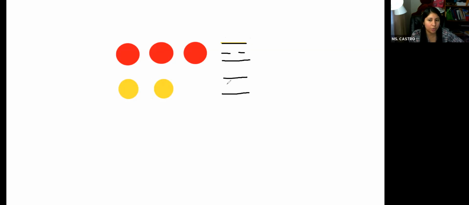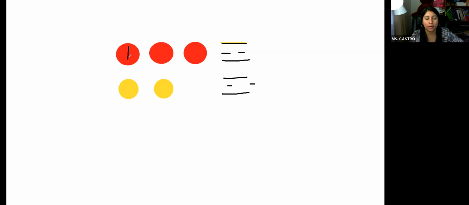All right, so first what we're going to do is this. We're going to count to see how many red we have. Then we'll count the yellow. Then we'll match the red set to the yellow set. And then we're going to see which set is less. We're looking for the smaller number, okay? So let's count and label the red first.